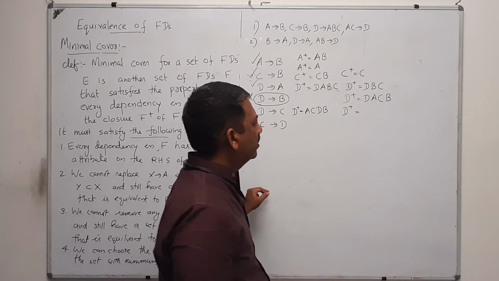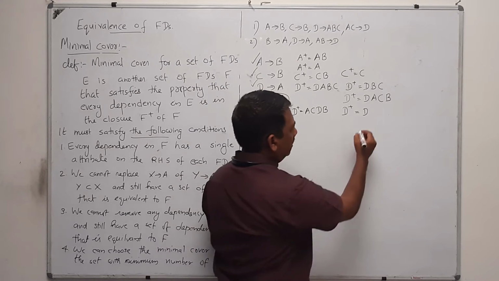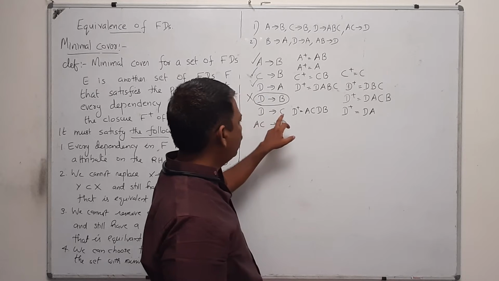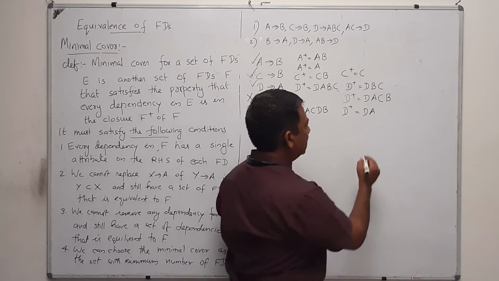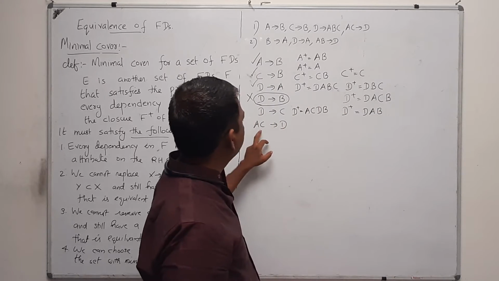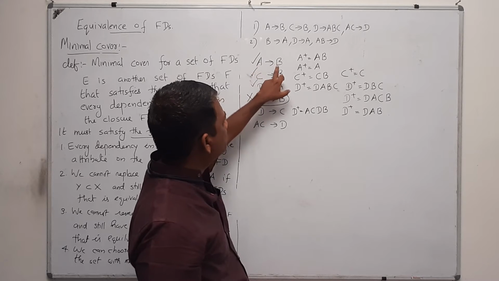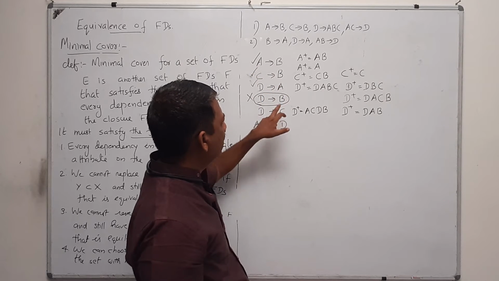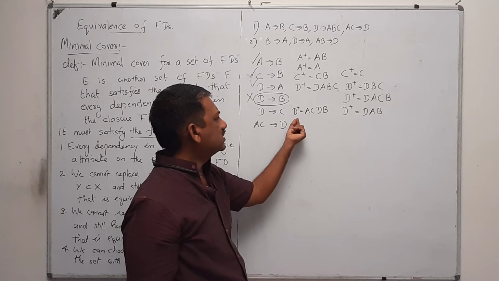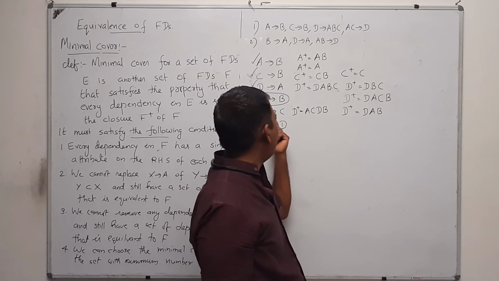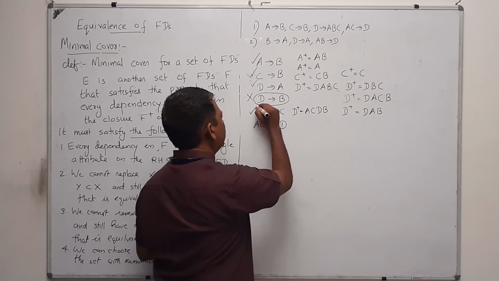Now D is there. Then D determines A, A is there. So you have removed D determines C. Now DA. A determines B is there, so DAB. Now A determines B, C determines B, D determines A. Now this D plus has ACDB, and after removing D determines C, it has only D, A and B. So there is no possibility for removing this.